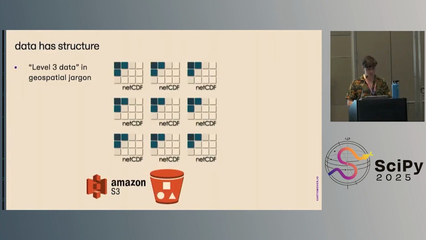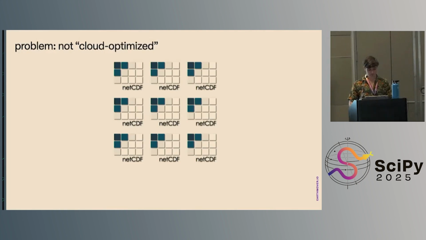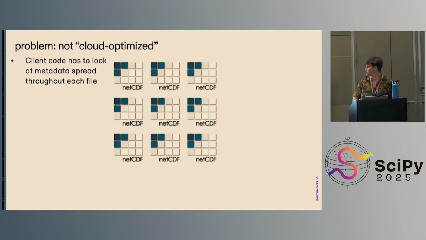But the thing is, we know as data providers that the data does actually have structure. In geospatial jargon, we might say that this is level 3 data, which basically just means it's part of a larger homogeneous grid. But the real problem is that the data is not cloud optimized, as I mentioned.